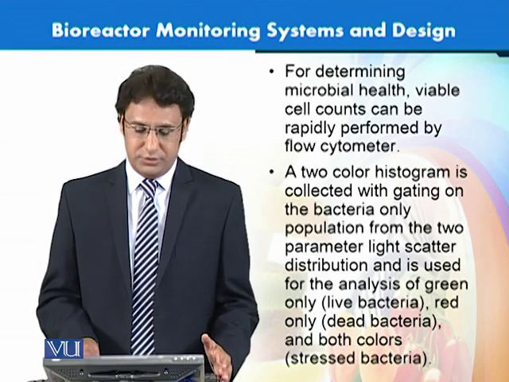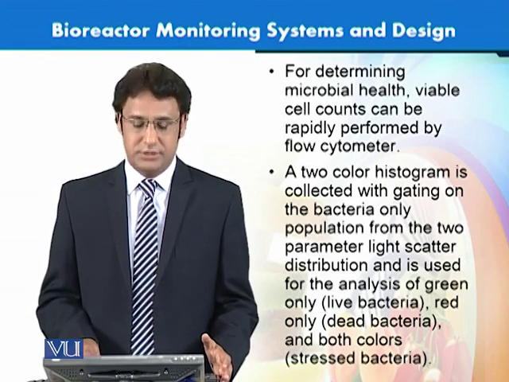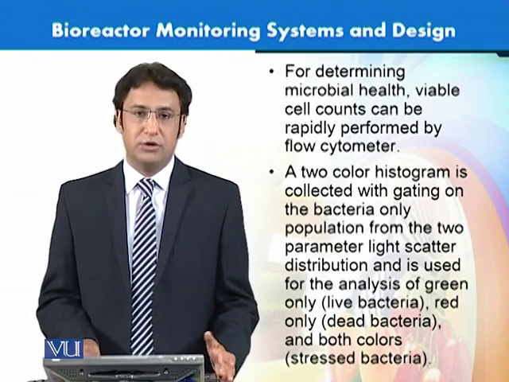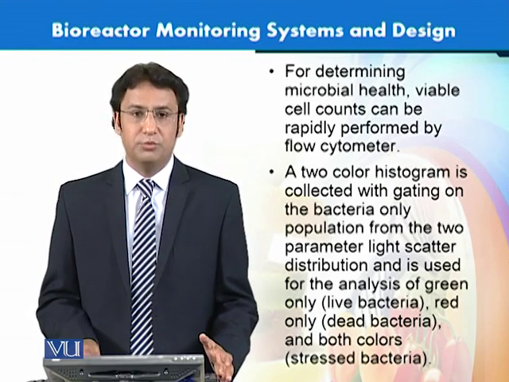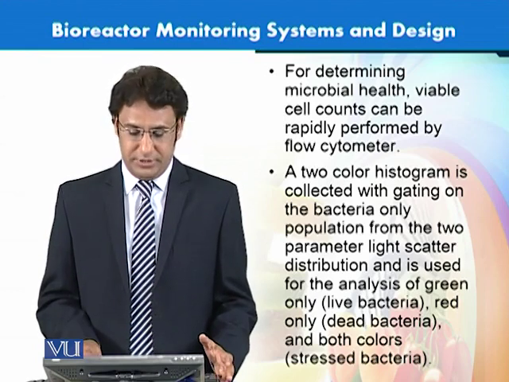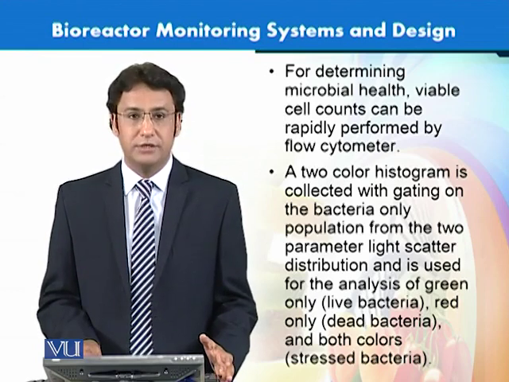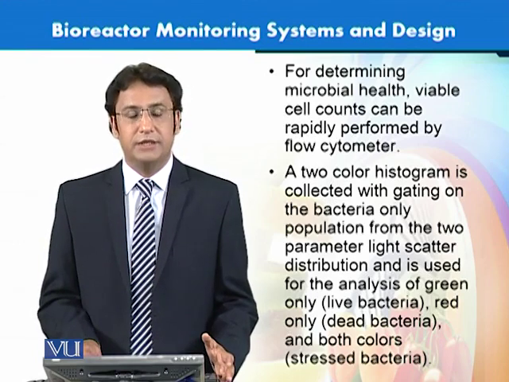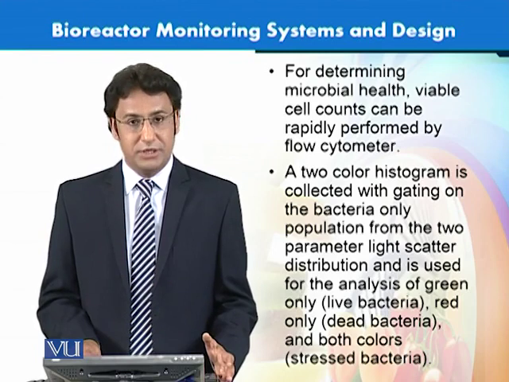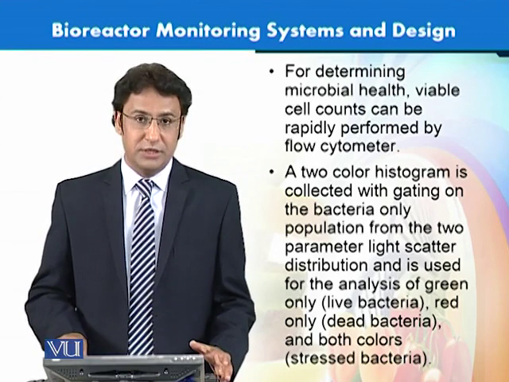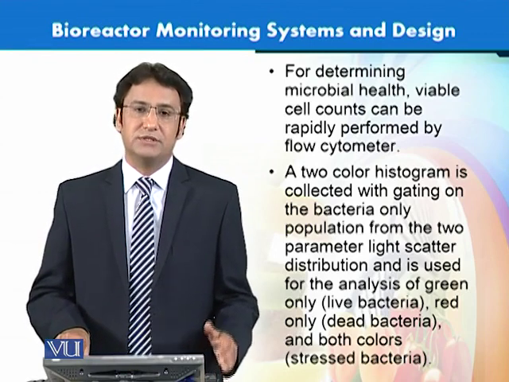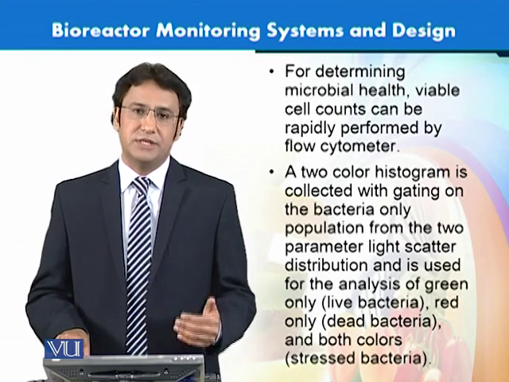We normally produce this two-color histogram. This is collected by gating the bacteria-only population, and two parameters are seen by scattering the light. From the scattering distribution, we get two colors. One is green, which gives us the live bacteria. Another is red, which gives us dead bacteria. A combination of these two colors gives us information that these are the stressed bacteria.